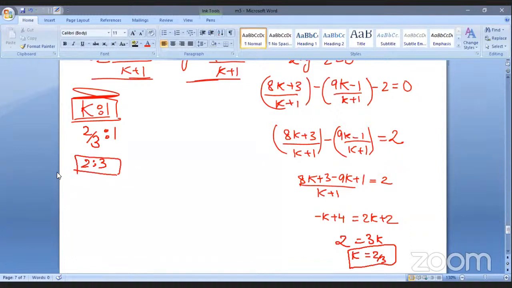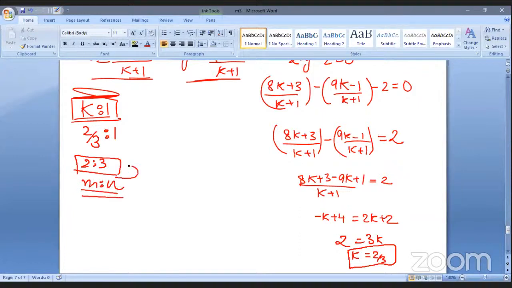So as I was saying, k to 1 is the ratio. Until you find k, k to 1 is the ratio. Then k is 2/3 to 1. Okay, so 2/3 will be our m/n.